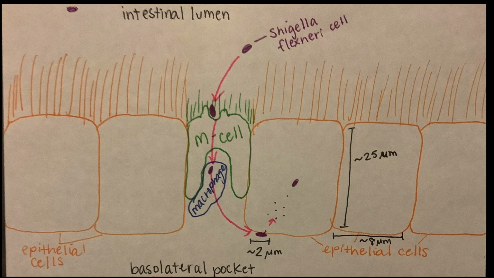These cells have occasional M cells in their lineup, which is shown in green in this image, and next to the M cell is a macrophage shown in blue. The individual bacteria are shown in purple, and their route through the intestinal lumen to the basolateral pocket and into the epithelial cells is marked by pink arrows.